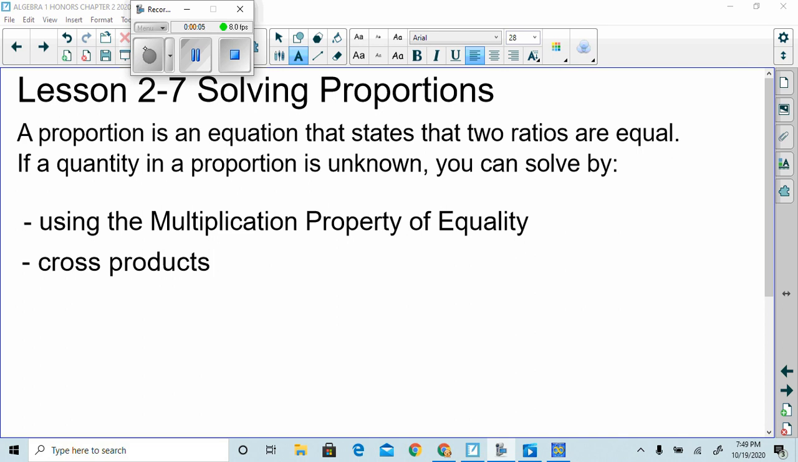Today, let's take a look at solving proportions. We're going to look at two different methods. One is probably more common than the other, but both are applicable to what we've been learning.